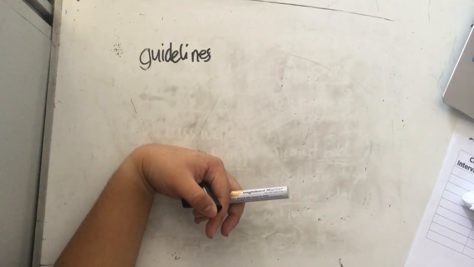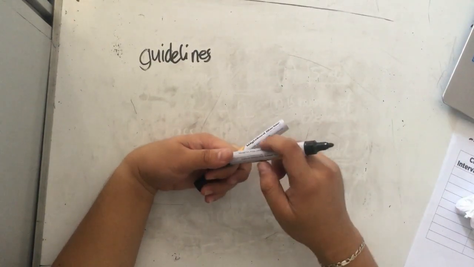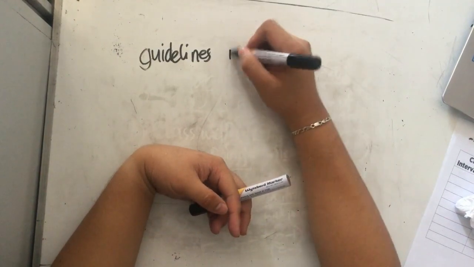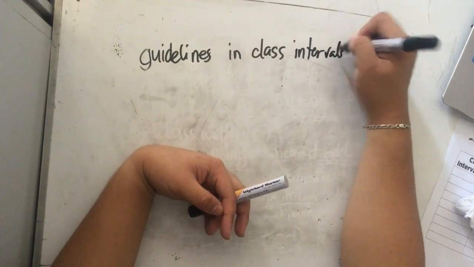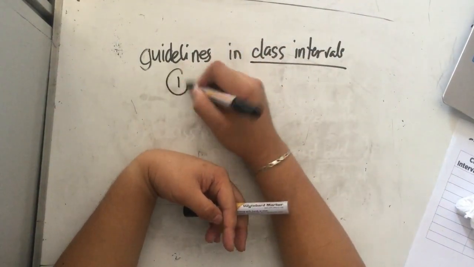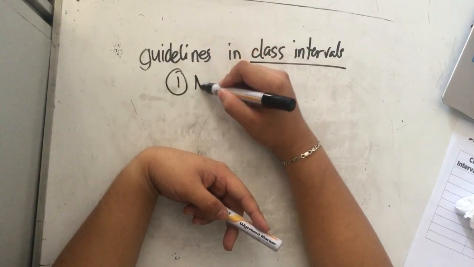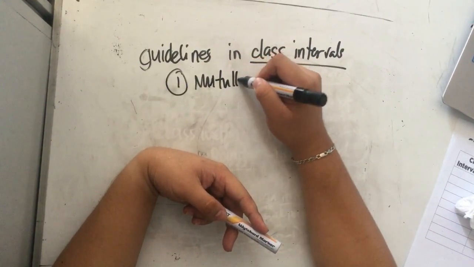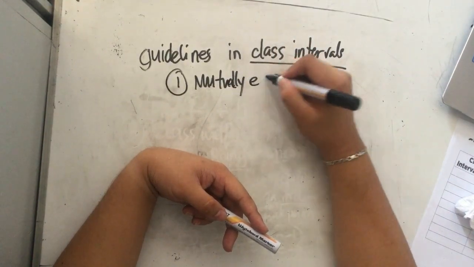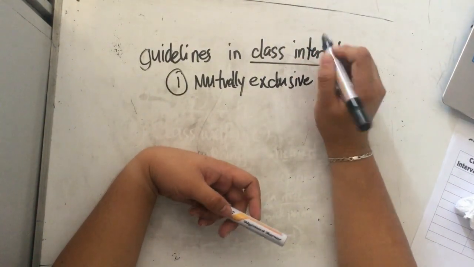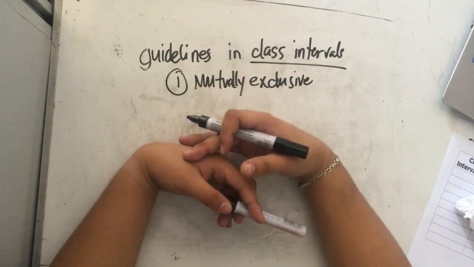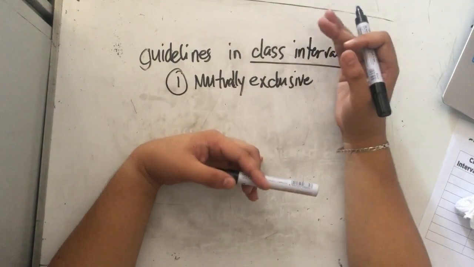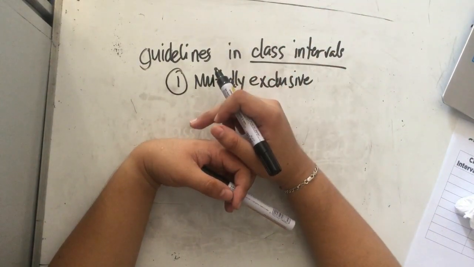Okay, some of the guidelines in our classes. Okay, notes sa ating class intervals. So our class intervals, sabi sa guidelines, it should be number 1, it is mutually exclusive. Why mutually exclusive? Ibig sabihin ng mutually exclusive, kailangan lahat ng data natin ay hindi nauulit doon sa ibang interval.